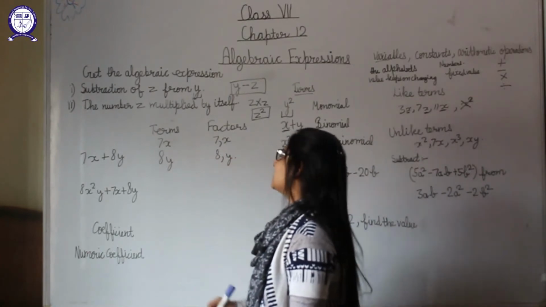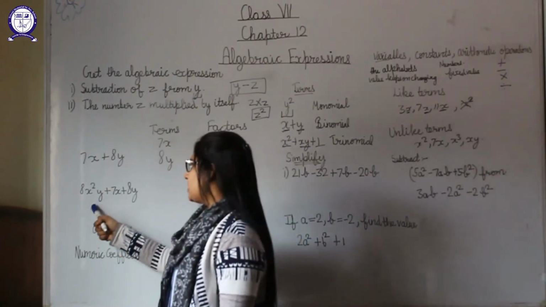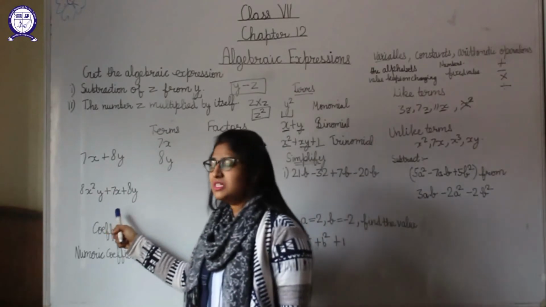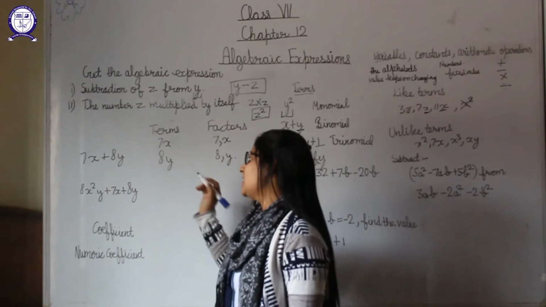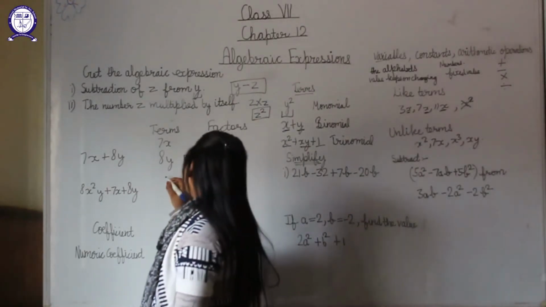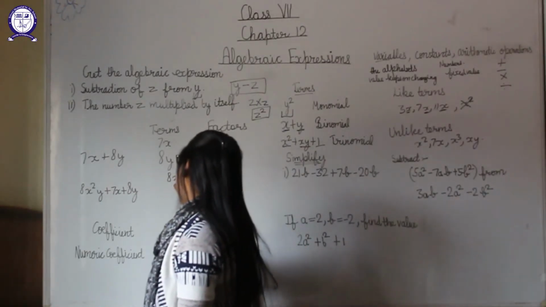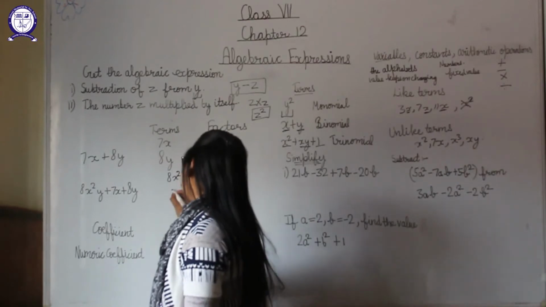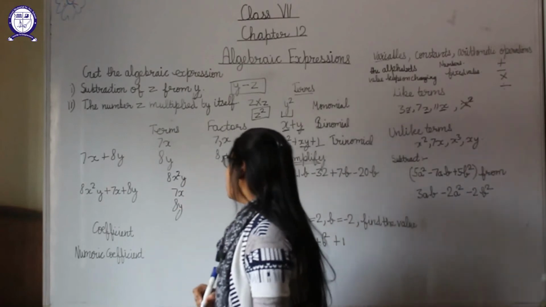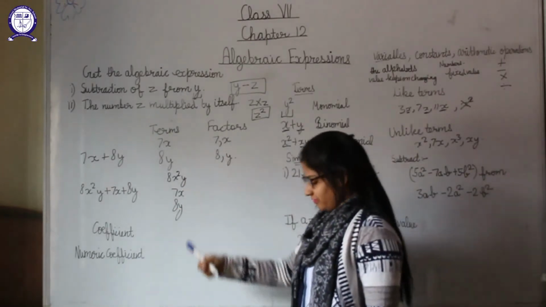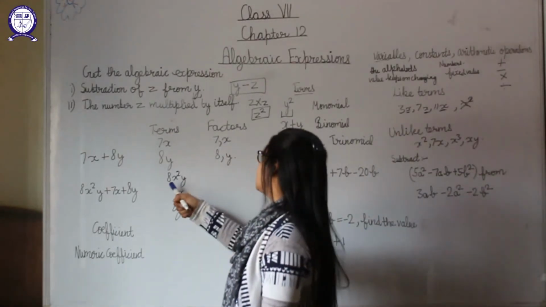8 and y are the factors. Now this is the algebraic expression given, and how many terms are there in this? 3 terms. 8x square y plus 7x plus 8y. 3 terms are there. Okay, so I am writing here 8x square y, then 7x, then 8y. These are the 3 terms. Okay, now we have to write about the factors. So what will be the factors in this, students?